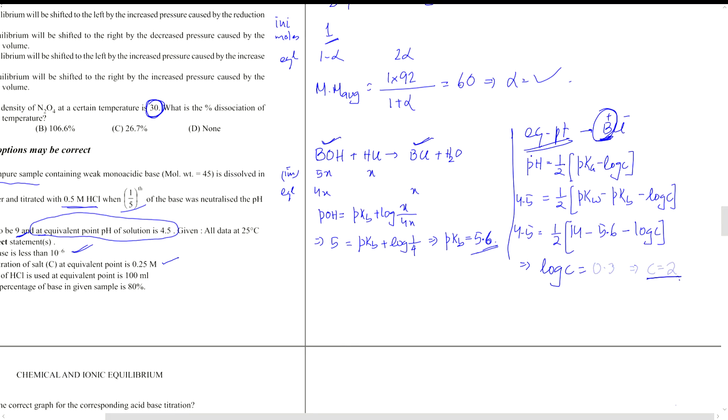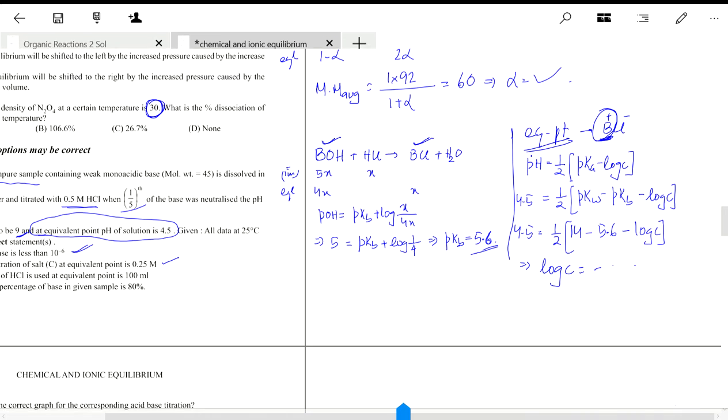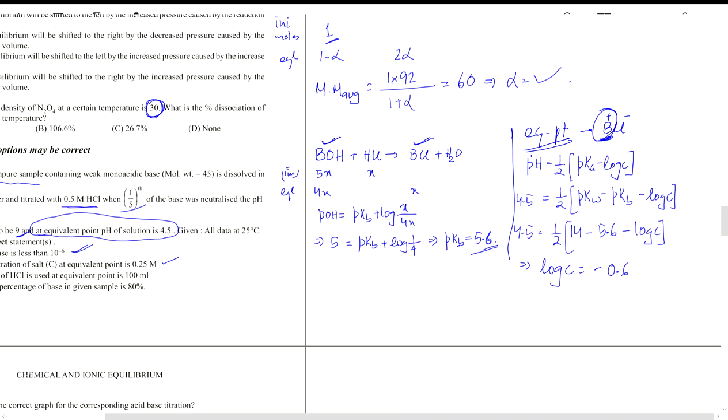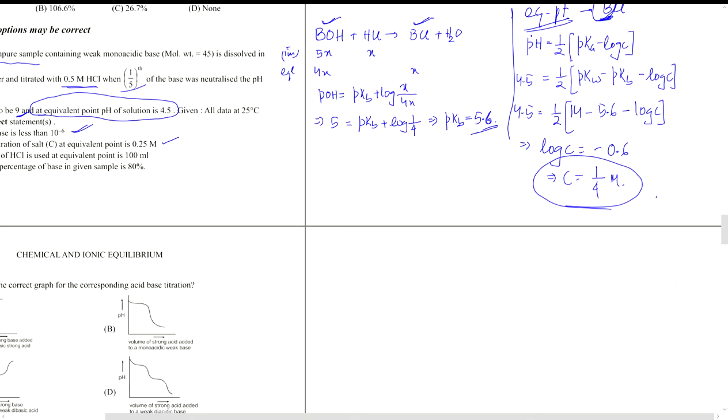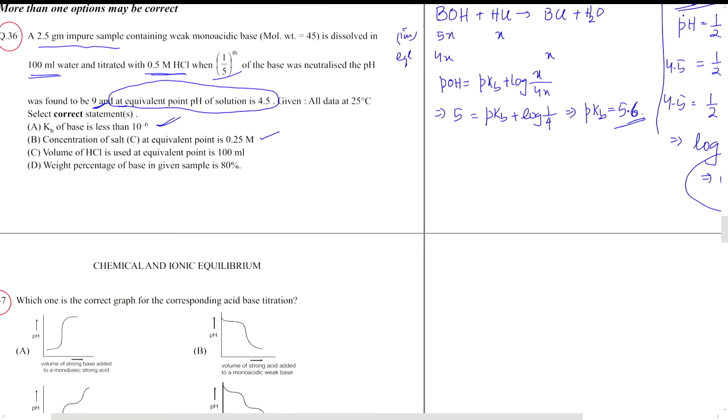Okay, let's test a minute. Log of C is minus 0.6. Oh, not bad. Minus 15. That's minus of 0.6, so that's 2 into 0.3. So this in fact gives us that C is equal to 1 by 4 molar. Okay, that's for the second part.